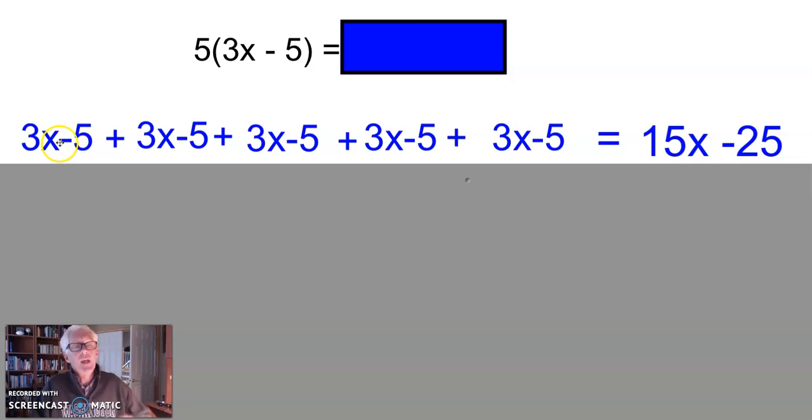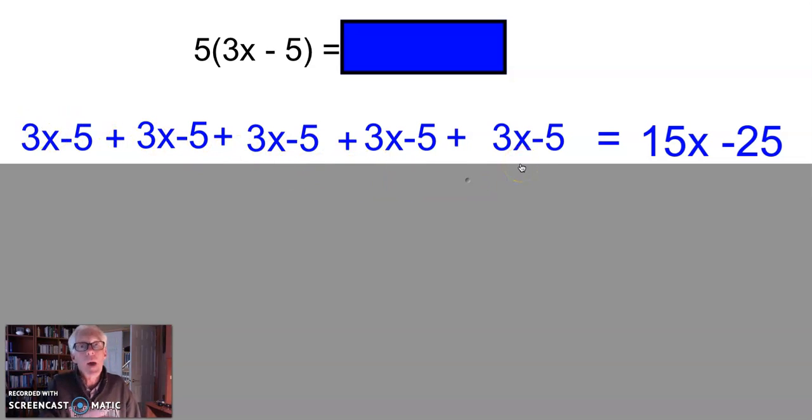3x minus 5, that's 1. 3x minus 5, that's 2. 3x minus 5, that's 3. 3x minus 5, that's 4. 3x minus 5, that's 5. Yeah, you could have it 5 times. You could write it all the way out, though you don't want to do all that. And then you can add them all together.